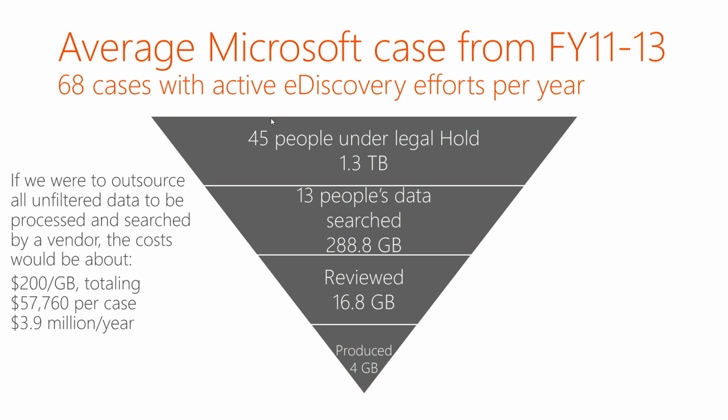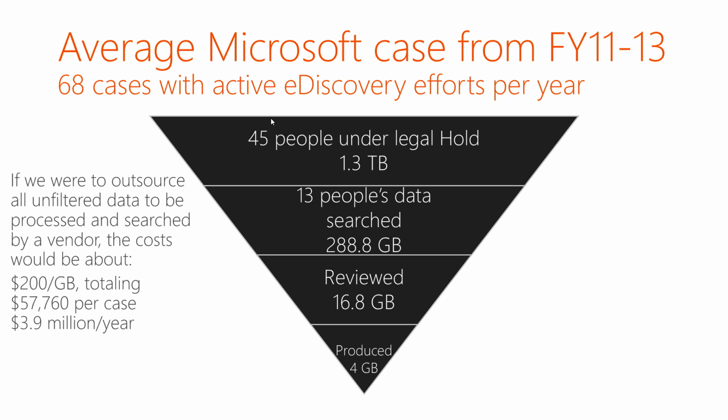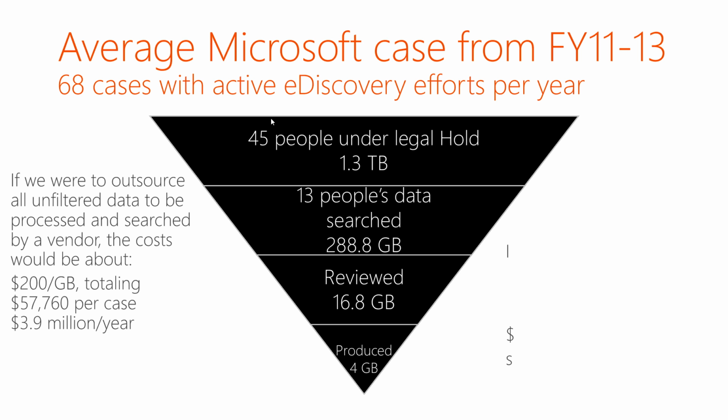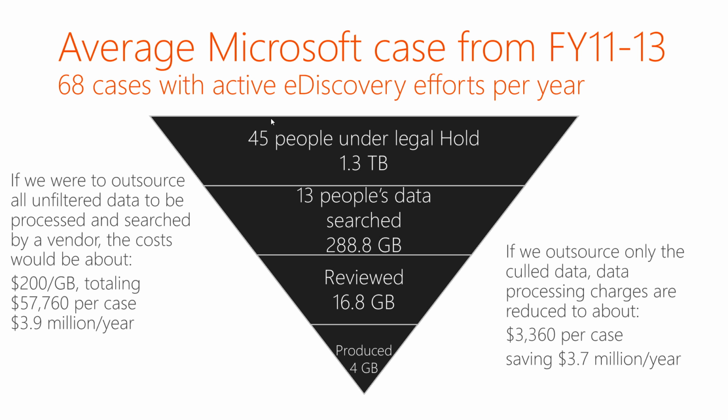Because we don't outsource all 4, and we only outsource the culled data, in other words, the data our lawyers have already made a pass through, the caseload goes from about $60,000 a year to about $3,300 a year, and that saves us about $3.7 million a year. So instead of spending $4 million a year, we only outsource the second half of the phases, and that means we only spend about $200,000 a year on these cases. So again, we do use our own tools internally, and we have a tremendous cost savings that we can demonstrate as a result of that.